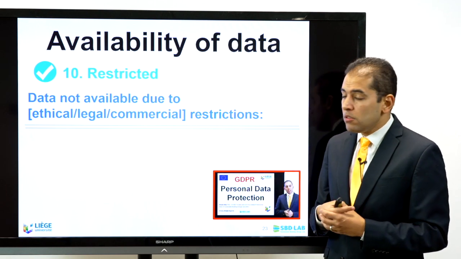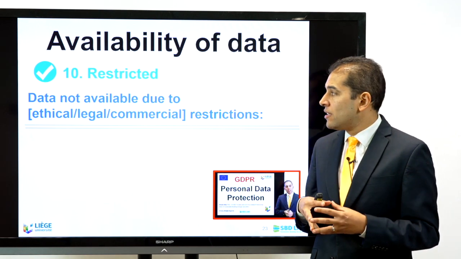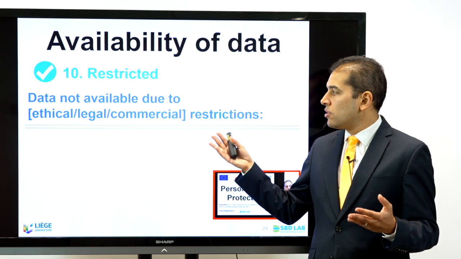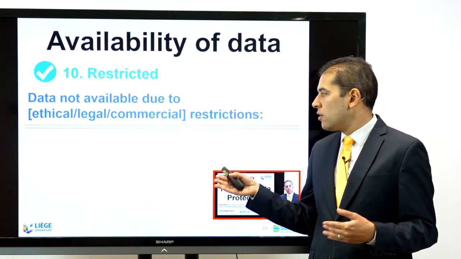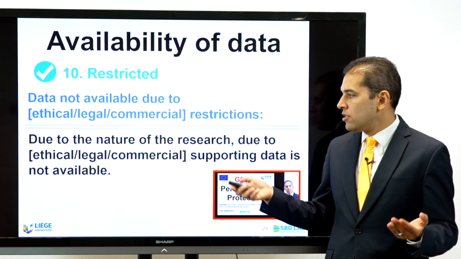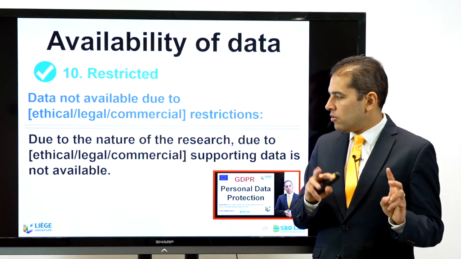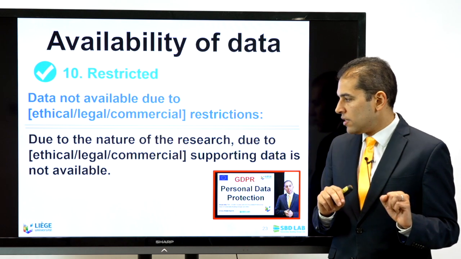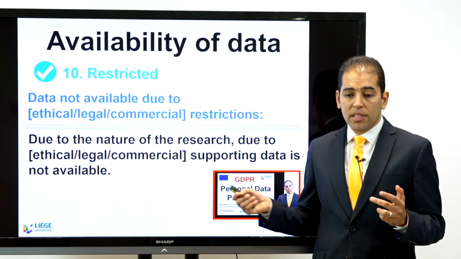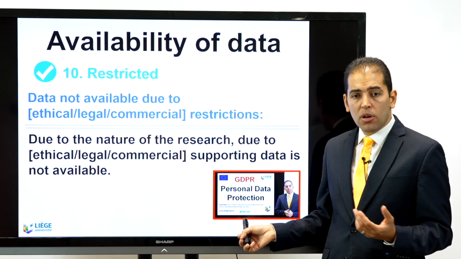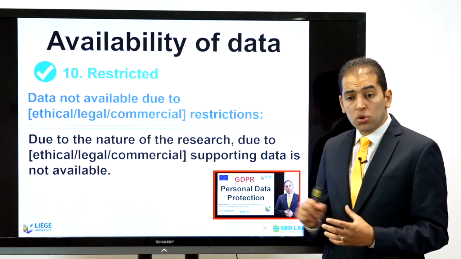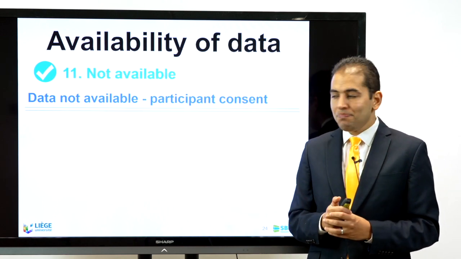Option 10, you can say that the data is restricted. Data is not available due to ethical or legal or commercial restriction. And in this sense, you have the statement of due to the nature of the research, due to ethical or legal or commercial reasons, supporting data is not available. And here you need to comply with the GDPR requirement on the privacy of data. If you didn't watch this video, I advise you to do it.